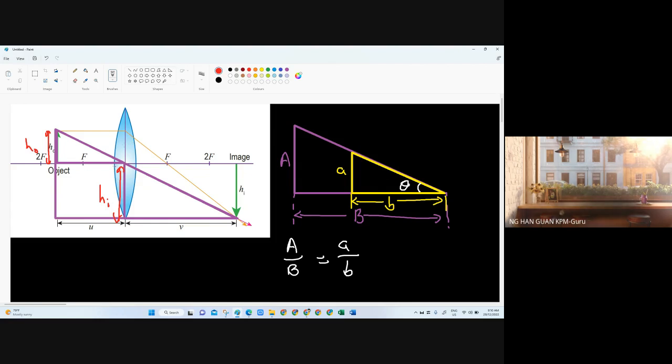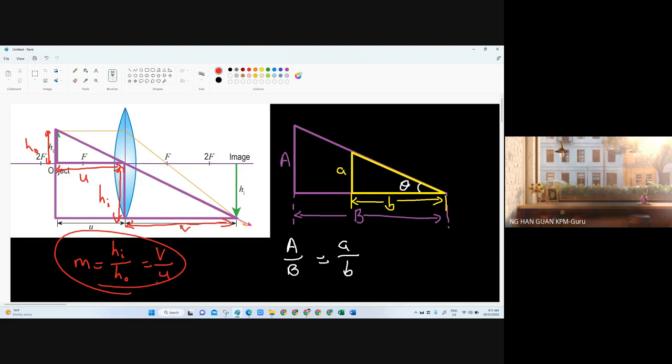Then we have this distance, the object distance, with the symbol U, and this distance as given here is the image distance. That's why we will have this magnification equation, the linear magnification, which is the image height over the object height, and it equals the image distance over the object distance. This is how we get these equations. Right? It's just based on magnification.